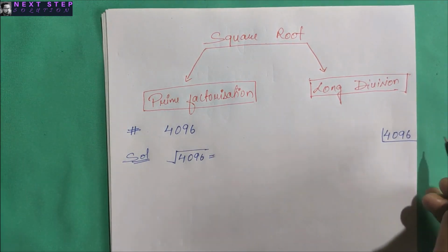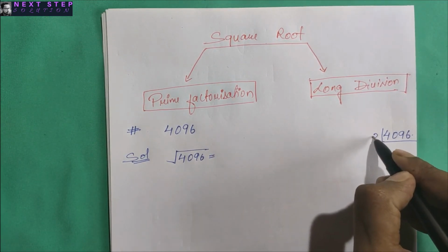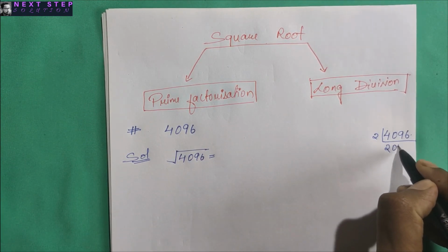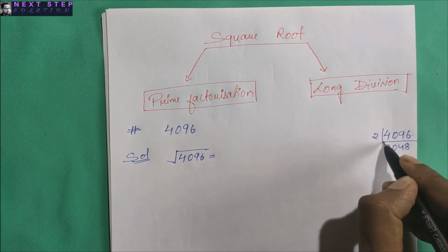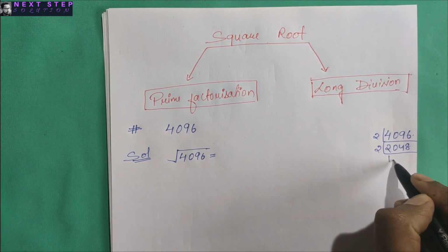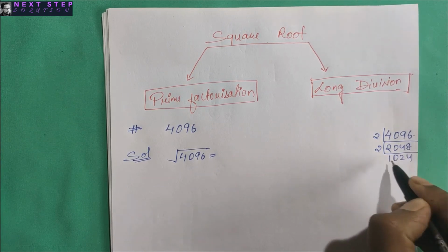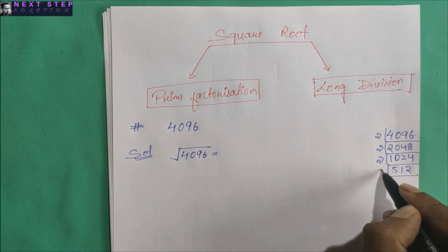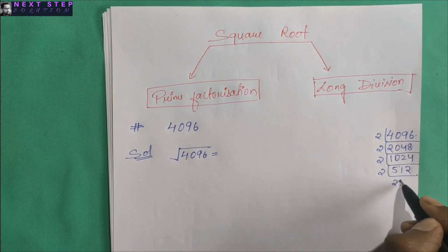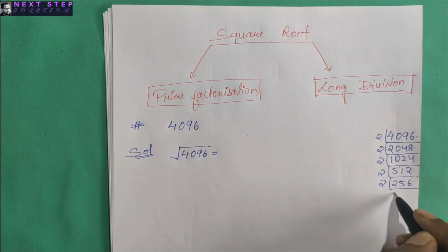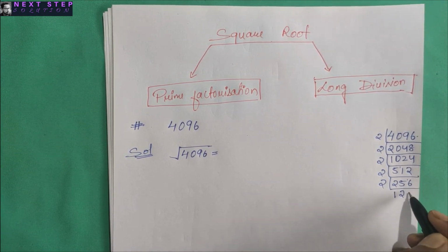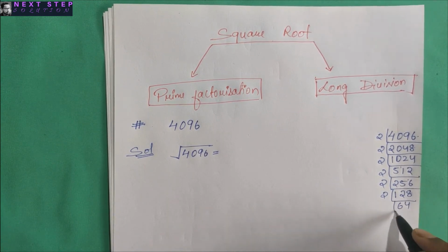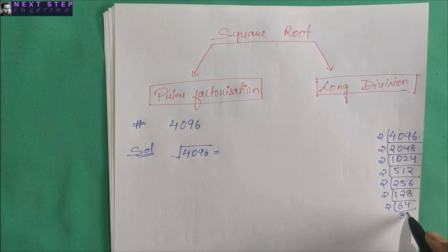Prime factorization you have learned earlier also. This number is divisible by 2. This is an even number, so we'll factorize by 2. 2 2s are 4, 0, 2 4s are 8, 2 8s are 16. Again with 2, 2 1s are 2, 0, 2 2s are 4, 2 4s are 8. Again with 2, 2 5s are 10, 2 1s are 2, 2 2s are 4. Again with 2, 2 2s are 4, 1 comes here, 2 5s are 10, 2 6s are 12. Again with 2, 2 1s are 2, 2 2s are 4, then 2 8s are 16. Then furthermore with 2, 2 6s are 12, 2 4s are 8. Again with 2, 2 3s are 6, 2 2s are 4.